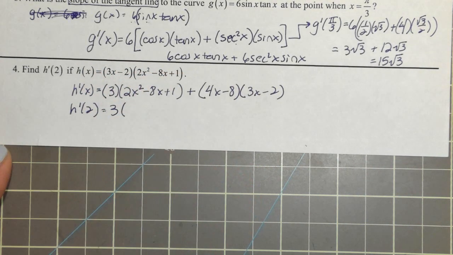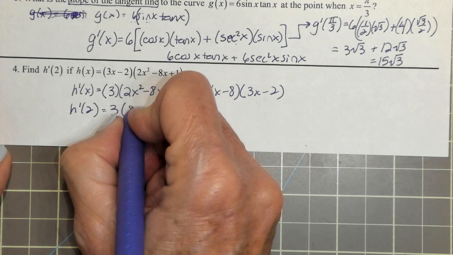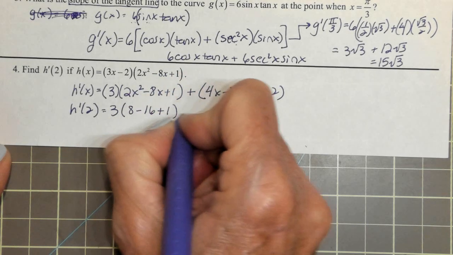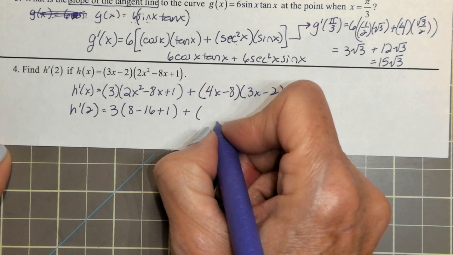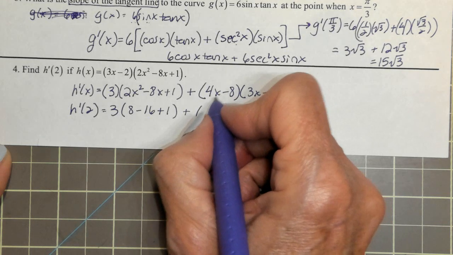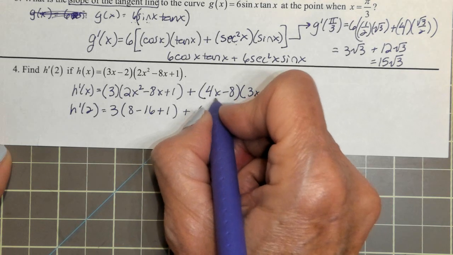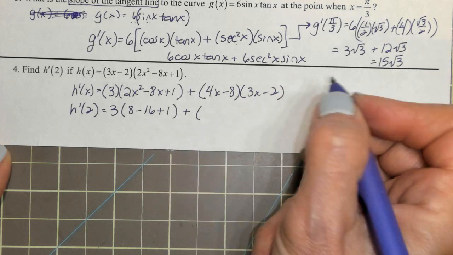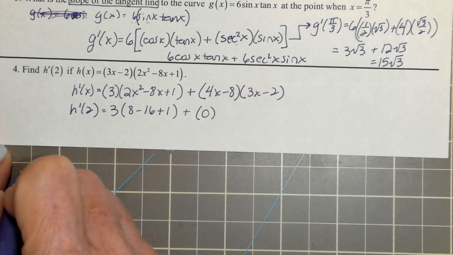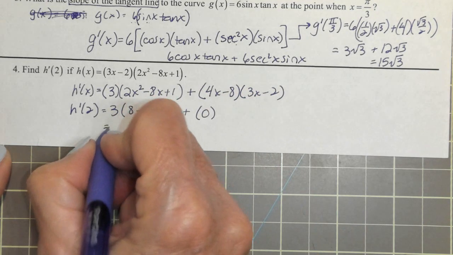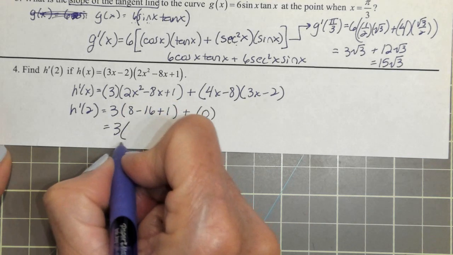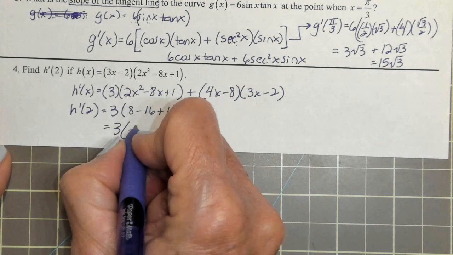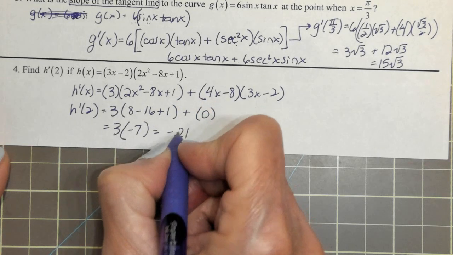We'll have 3 times, okay, 8 minus 16 plus 1, and 2 for x here. That would be 8 minus 8. Oh, well that was nice. I just get 0. I don't have to worry about that other piece. So we have 3 times negative 8 plus 1 is negative 7, so negative 21.